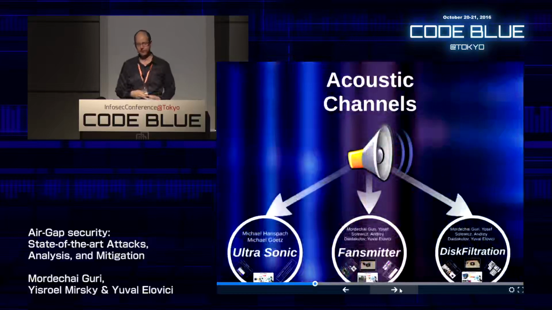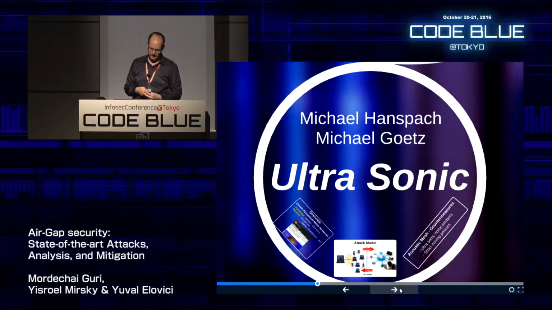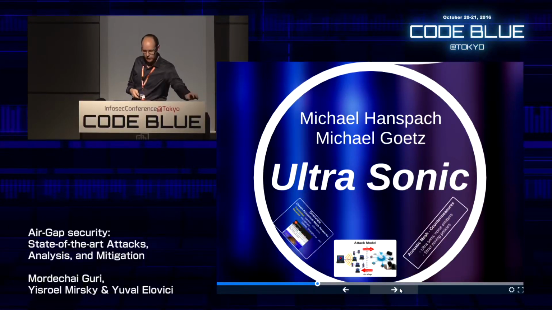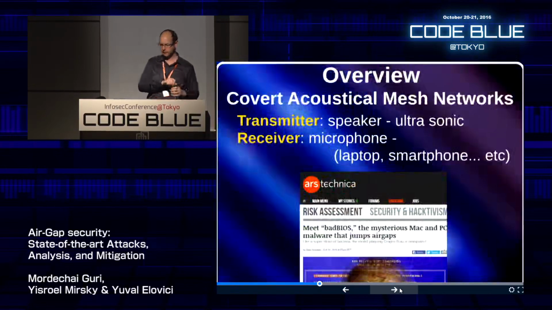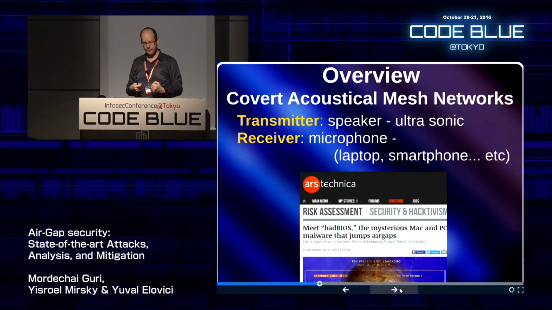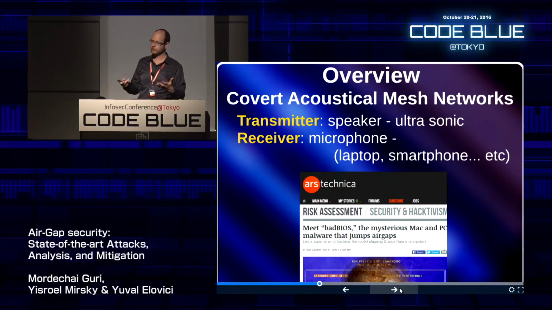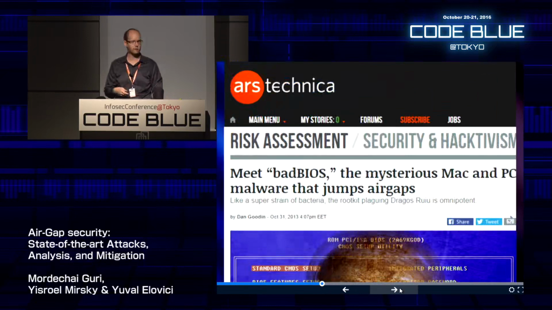So that's it for thermal channels. Let's talk about the next type, which is acoustic channels. The first type of acoustic channel is ultrasonic, done by Michael Hanspach and Michael Goetz. The idea here is that you can use speakers to emit sound as your transmitter, and microphones as a receiver. And if you do that with ultrasonic frequencies, the human ear can't pick that up, but the computers can. Thus, you've basically made a covert channel where two computers or even smartphones can communicate with one another if they're in close enough proximity.